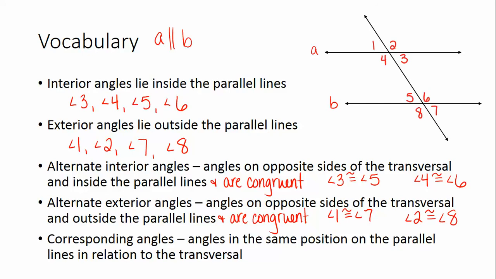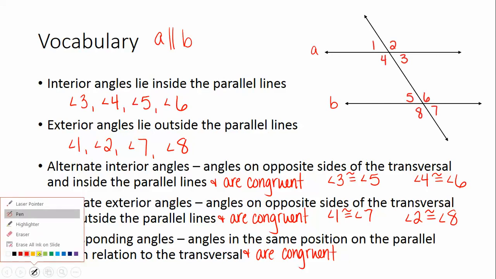Corresponding angles are angles that are in the exact same position on the parallel lines in relation to the transversal, and these are also congruent. And the best way to describe this is if you look up at the top at the angles 1, 2, 3, and 4, and you look down at the bottom at angles 5, 6, 7, and 8, you can kind of see how I started by numbering in the upper left, and I went clockwise around. So same thing down here. I started number 5 in the upper left, and then I went clockwise around. So each angle that's in the same position is what we call corresponding.